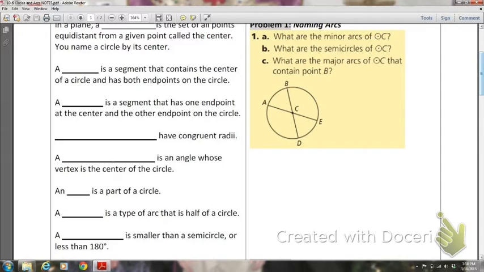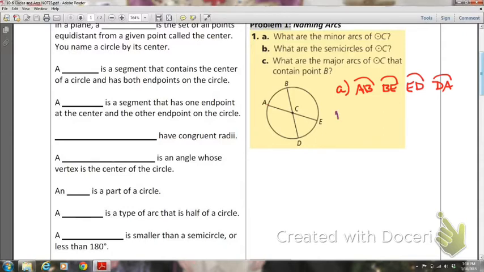Problem 1, you're just naming the arcs. In A, it says, what are the minor arcs of circle C? For this part, I usually start with one point and work my way around the circle. So I'm going to start with point A and name the minor arcs from that point. So AB is one of the minor arcs. And then from B to E is another minor arc. From E to D is another minor arc. And from D to A. Those are all minor arcs.